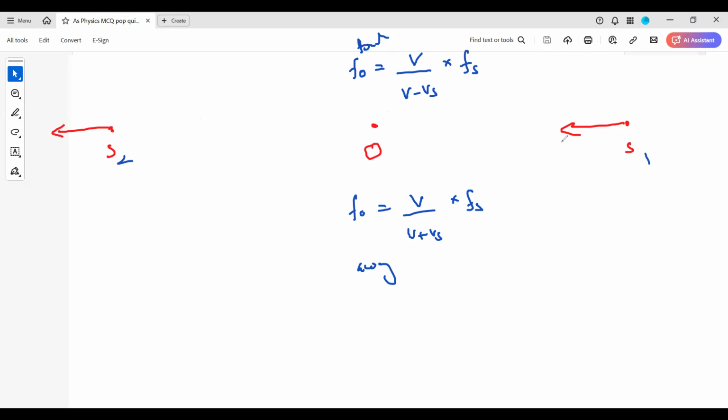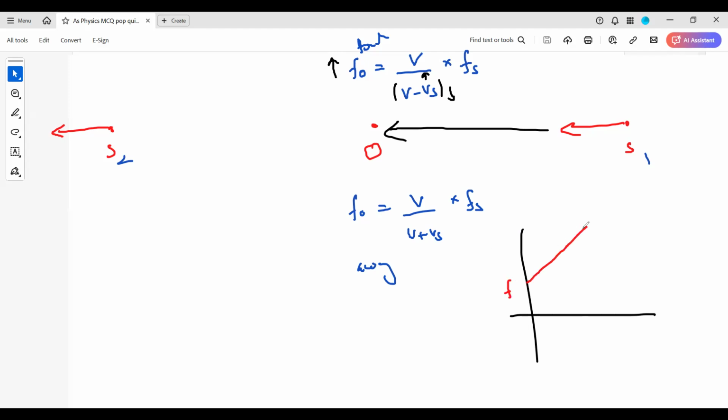But let me give an example. Let's say it was moving towards, but approaching with a different speed. In this question, they mentioned it's moving at a constant speed. But what if it was approaching with a higher speed, accelerating? What will happen to this denominator? The denominator will get smaller, so the observed frequency will get higher. So the graph will be like this. The observed frequency will get higher when it is moving towards.